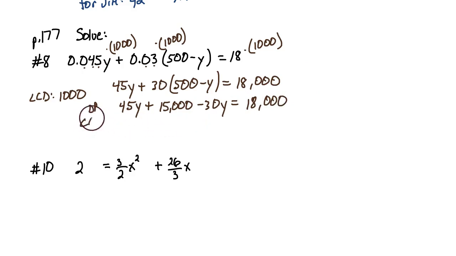Now combine like terms. 45y take away 30y is 15y. At the same time we do that, we might as well subtract the 15,000 to the other side, which makes 3,000. Now divide by 15 to get y alone. The answer is 200.